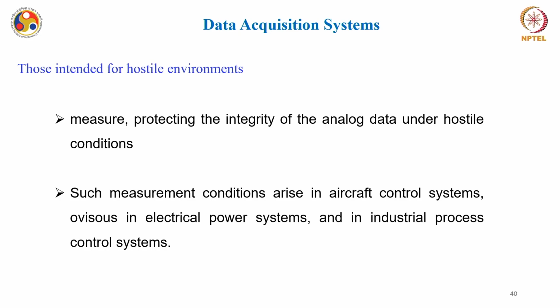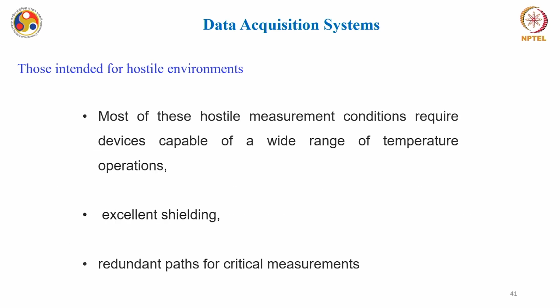You are measuring the data in the presence of external electrostatic fields or electromagnetic induction or other challenges. Here, the idea is to measure and protect the integrity of the analog data under these conditions. Such measurement conditions arise in, say, aircraft control systems, electrical power systems and harsh industrial process control systems. In all these cases, where the temperature is very high, or the system is moving very fast, or when you are dealing with very high voltage systems, these are the hostile environments where you have different challenges in designing the DAS system.